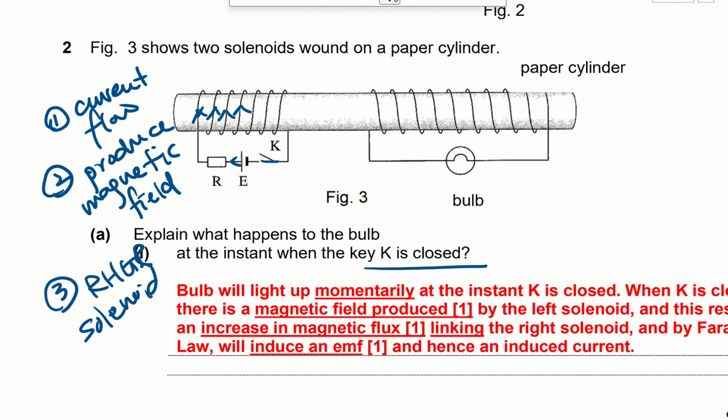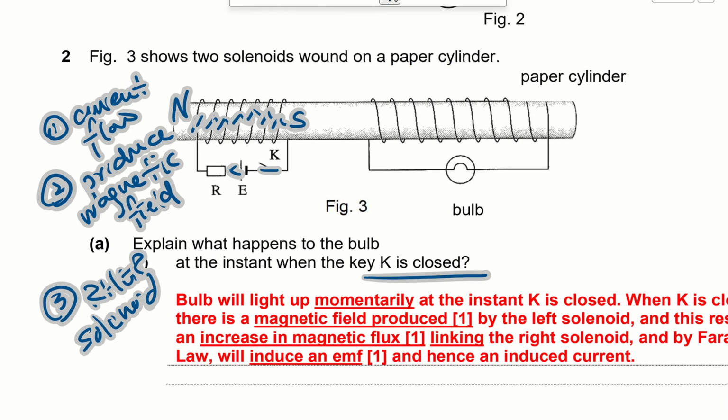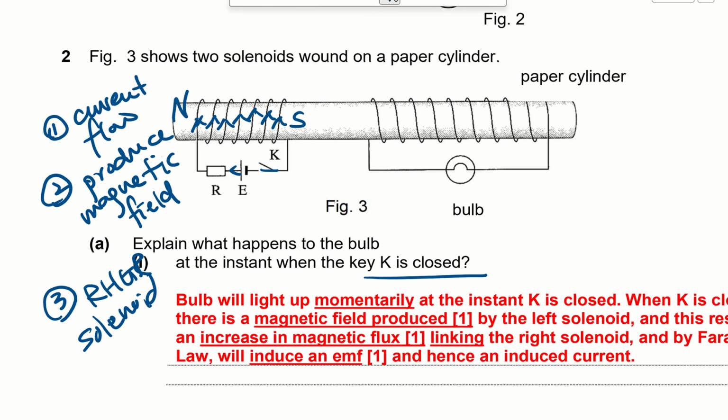Then we can apply our right hand grip rule for solenoid. If you have drawn all these little arrows to show the direction of the current, you apply your right hand grip rule where the fingers represent the direction of current. So here will be a south, here will be north. Suddenly this coil on the other side experiences a change in magnetic field. How so? Before the switch is closed, there is no current flow, no magnetic field. Now that the current is flowing, there is a magnetic field, right? So from no magnetic field to having a magnetic field, there will be induced EMF.